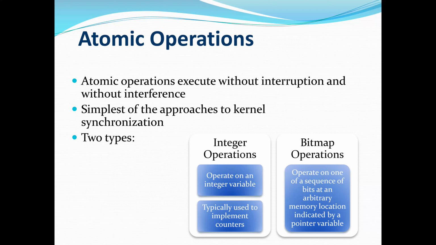We have two types, integer operations and bitmap operations. That's the simplest form of approach to kernel synchronization. The integer operations operate on an integer variable and are typically used to implement counters. Bitmap operations normally operate on a sequence of bits at an arbitrary memory location indicated by a pointer variable.